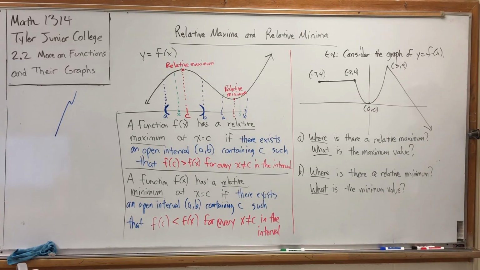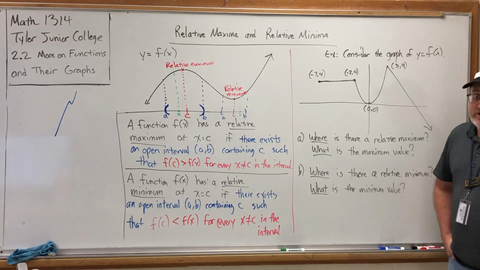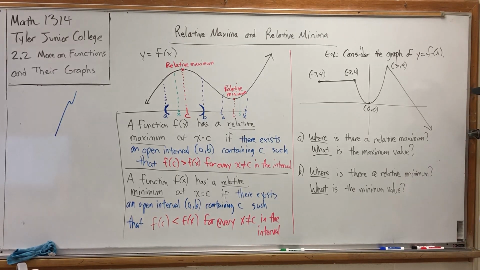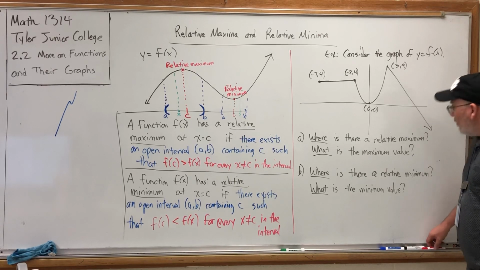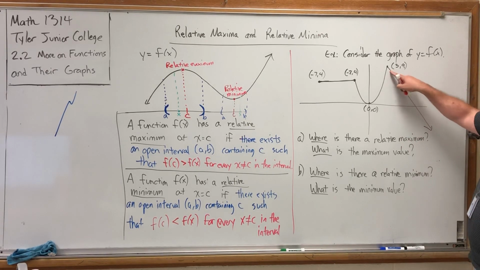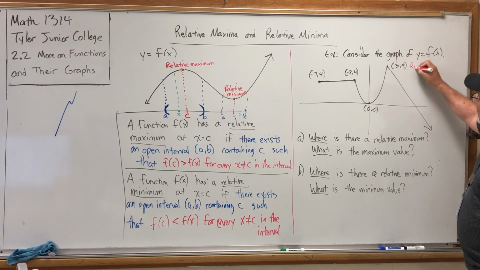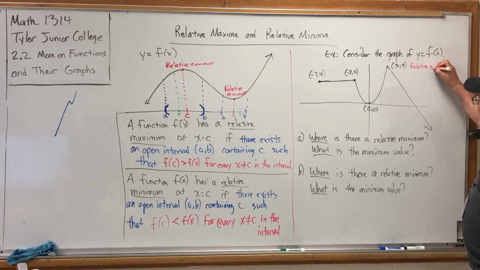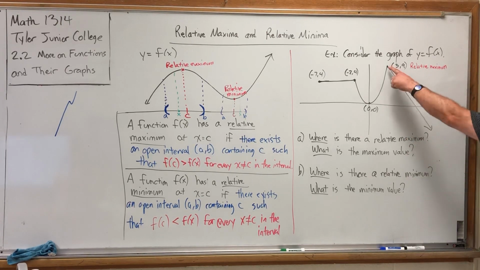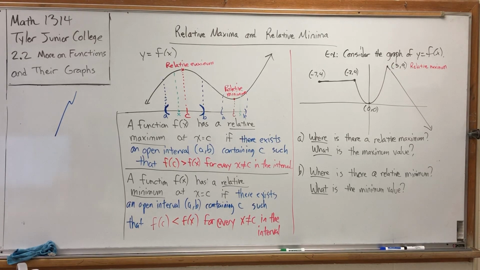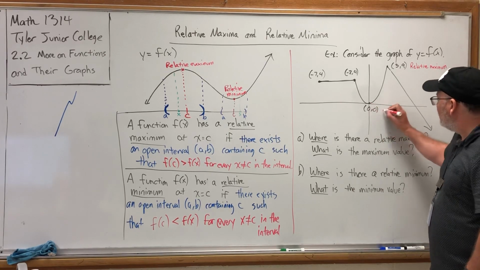For example, let's consider this graph, which was the same one we used in the previous video to do an example of increasing, decreasing, and constant. First off, let's identify where the maximum and minimum points are. I think it's pretty obvious where a maximum is. A relative maximum is up here. So we're going to say that (3, 9) is a relative maximum. It just seems like it is. It's a high point. Are there any relative minima, low points? Well, there's a low point here, so this looks like a relative minimum.